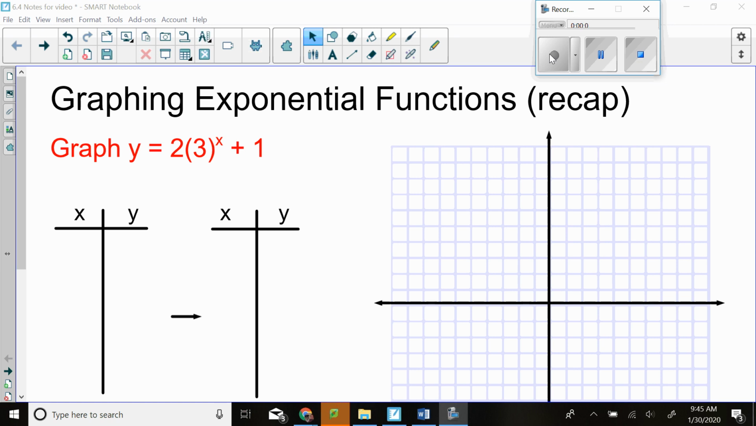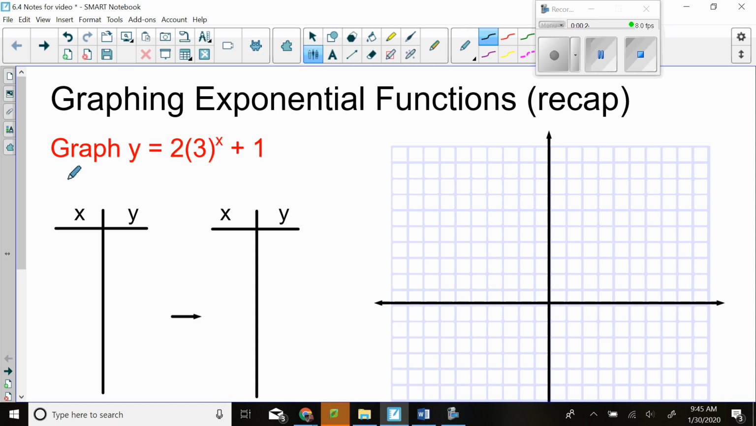Hey there, we are talking about 6-4 day 2 notes. So we are graphing logarithmic equations. What I want to start with is going back through and talking about how we graph exponential functions and then relate it to logarithmic functions. And that is simply because they are inverse functions.